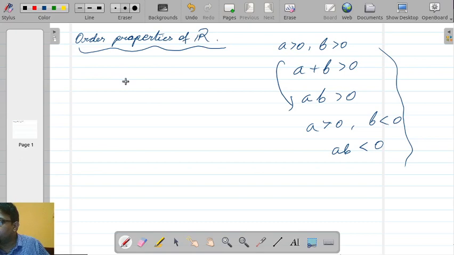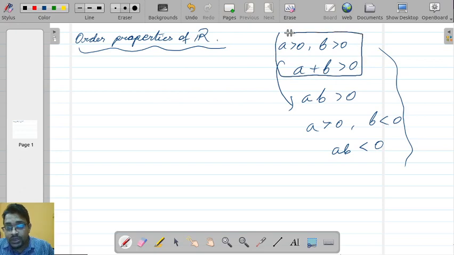Okay, the simplest way to do this is to identify a special subset of R by using the notion of positivity. So we try to separate one set out of the set of real numbers, which is actually called the set of positive real numbers. So we will basically use this fact that if two numbers are positive, then the sum of those two numbers is also positive. We will take this as a property.